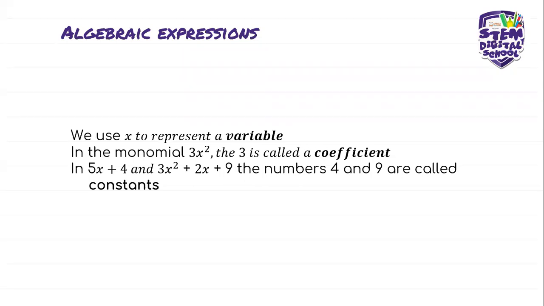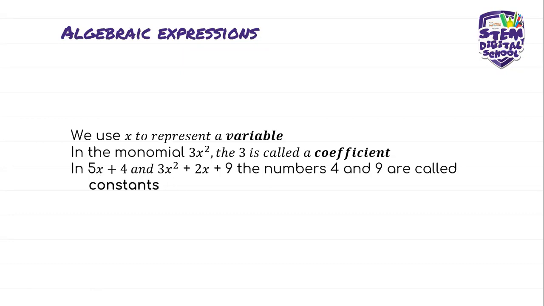Now, these are constants because constants simply means that they will not change. Something that is constant doesn't change, it stays the same. So 4 stays the same, it doesn't change in its value. 9 will also stay the same. But if you look at other terms like 3x squared and 2x and 5x, those terms can change if the value of x changes. Remember, the value of x can be any number.